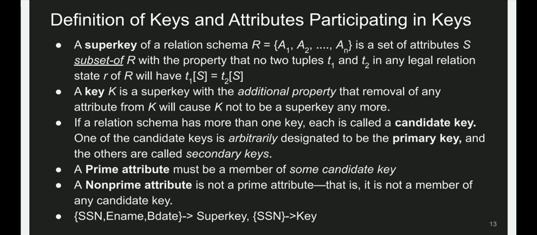Now we will define keys and the attributes participating in keys. What is a super key? Suppose we have a relation R of n attributes A1, A2, ..., An. A super key is a set of attributes S which is a subset of R with the property that no two tuples t1[S] will be equal to t2[S]. A key is a super key with the additional property that removal of any attribute from the key K will cause it not to be a super key anymore.